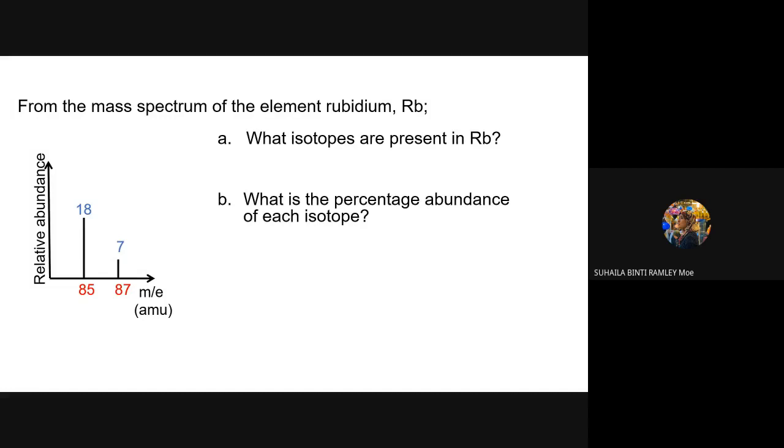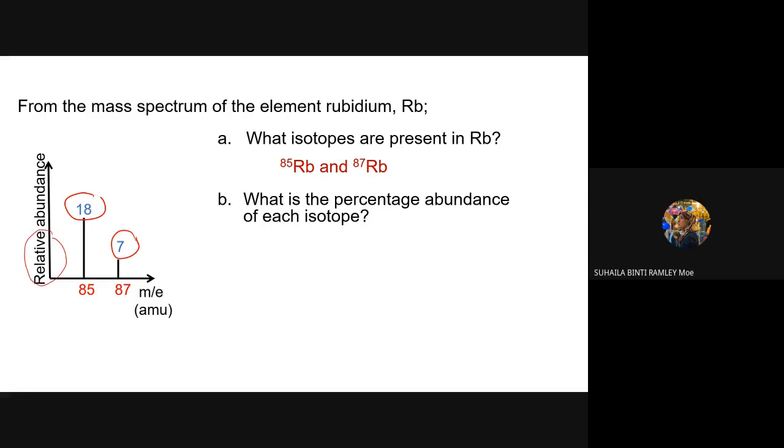What isotopes are present in rubidium? Rubidium 85 and rubidium 87. What is the percentage abundance? 18 and 7. Is this percentage or not? No, that's not percentage. This one is relative.